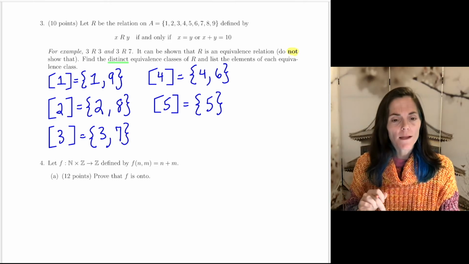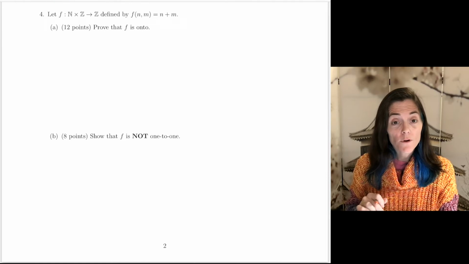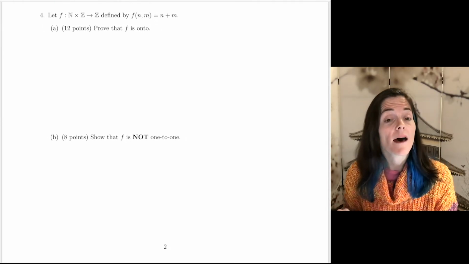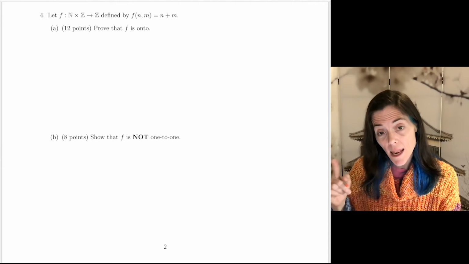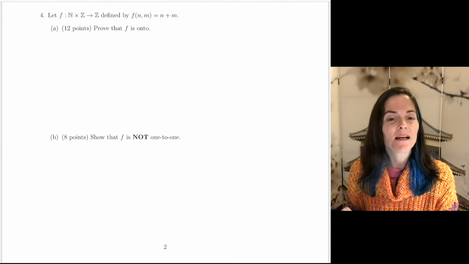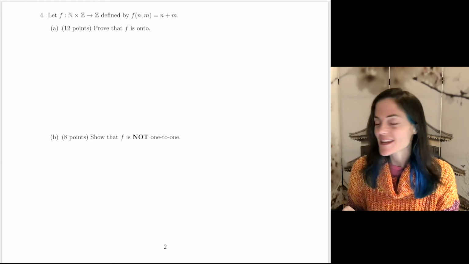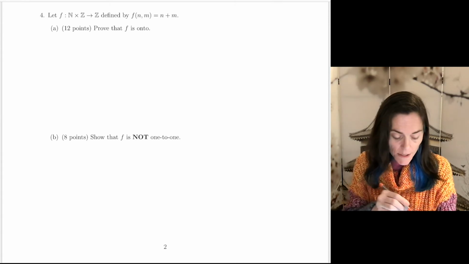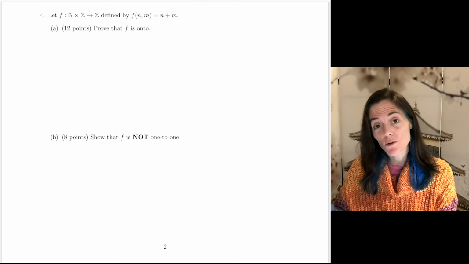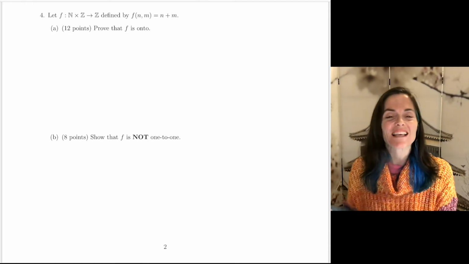Wonderful. Now we move on to some problems about functions. The first one, we are defining f from N cross Z to Z, where f of (n, m) is n plus m. We want to prove that this function is onto, and then we will also show that it is not 1-to-1. So this is a great exercise because we have to practice how you show something's onto and how you justify something is not 1-to-1, for example.